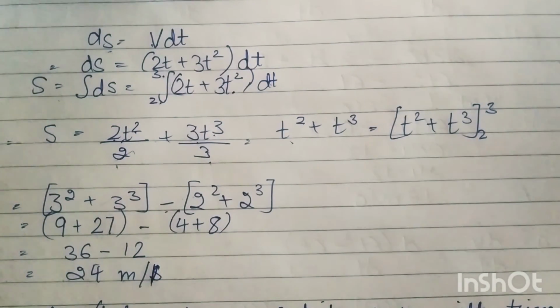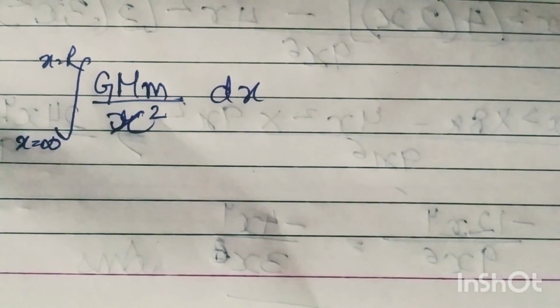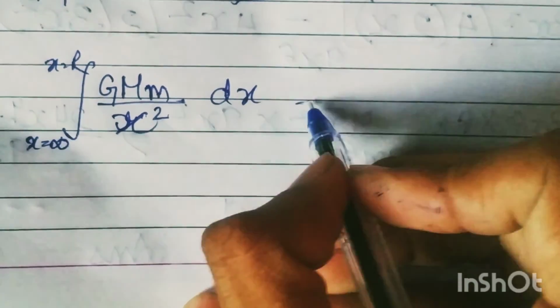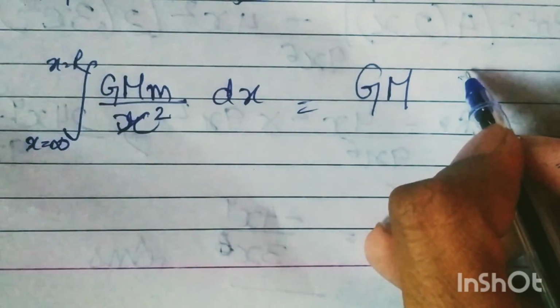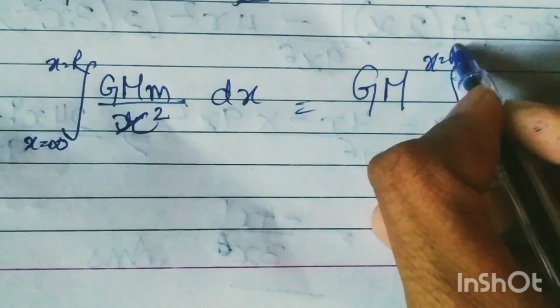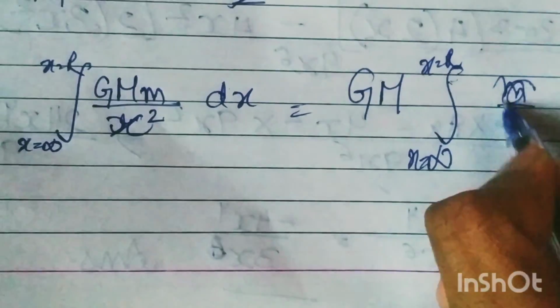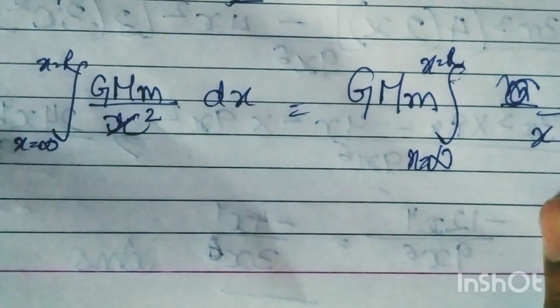Coming to one more example that is a little different from these. Now we have a function, integration of G M small m upon r square, with your limits infinity and r. You know that G M m is a constant, so we will take the constant out as G M m and then integrate the remaining function, that is 1 upon x square, where x goes from r to infinity. This whole is a constant.